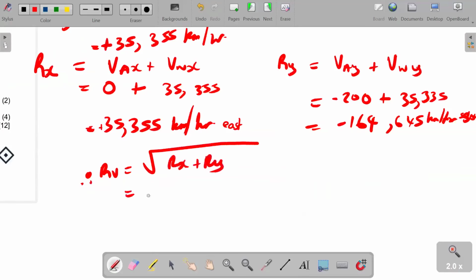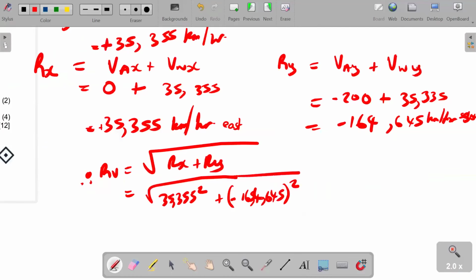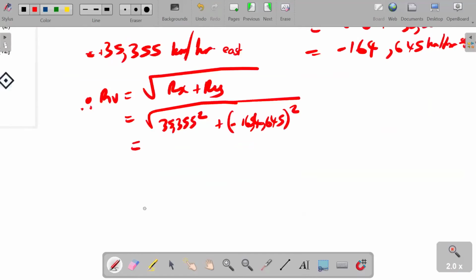And therefore, this is 35.355 squared plus negative 164.645 squared under the square root. And that in turn is going to give us 168.398. We are still arriving at the same answer, 168.398 kilometers per hour. It's basically one and the same.